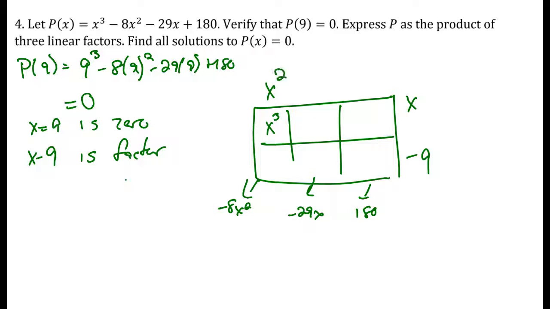Well, x squared times x is x cubed. I'm going to multiply through now. I want -8 of them, but I have -9 of them, so I'm going to add a positive 1 there. Plus x. X times -9 is -9x. I want -29 of them, so I'm going to have to add another -20x. -20 times x is -20x, and this works out because I have a remainder of 0, which also verifies that x minus 9 is a factor, which means x equals 9 is a 0.